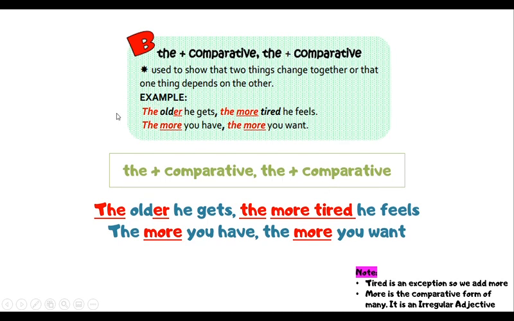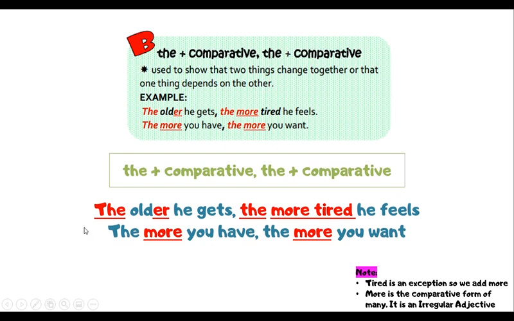Okay, take a look at the example. The older he gets, the more tired he feels. Here we have the comparative form of old, which is older. He gets, and then here we have the comparative form of tired, which is more tired, and then he feels.